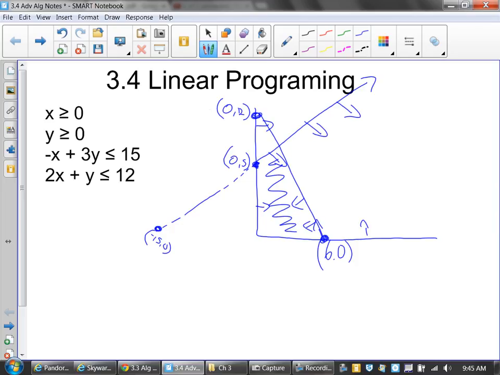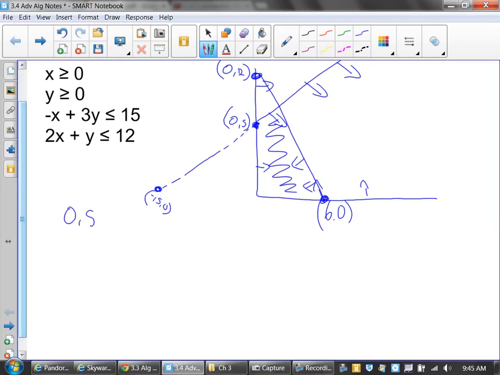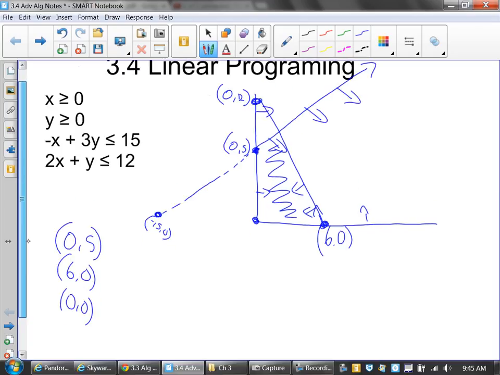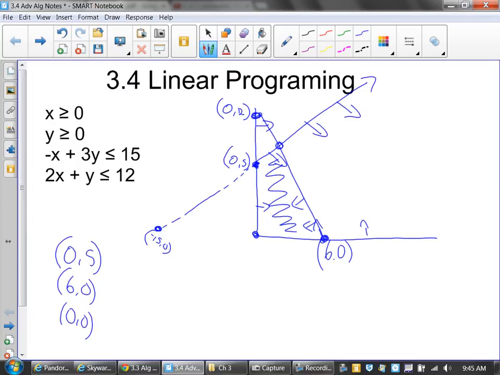Yeah. If you look at that, how many points are there of where the lines change direction? 4. There's 4. Okay? There's one at 0, 5. There's one at 6, 0. There's one, it happens to be at the origin, at 0, 0. And then the fourth point is the intersection of those two equations. Now you just have to use what we did in solving systems to figure out what that coordinate is.